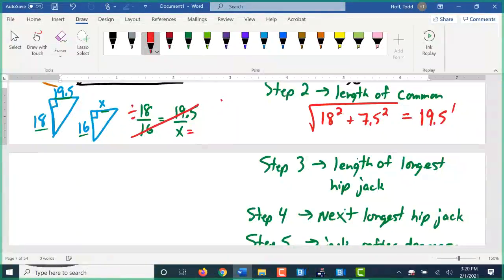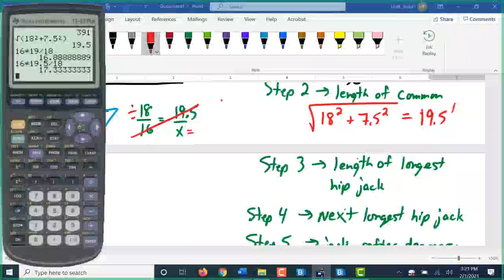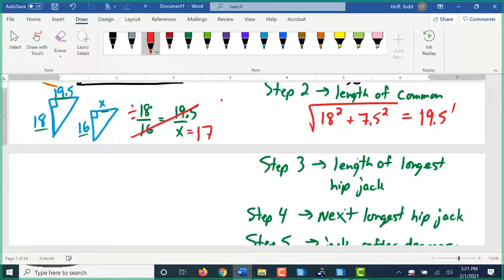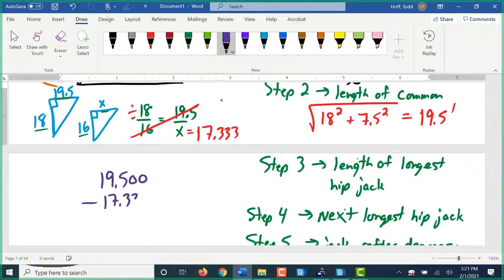But we cross multiply and divide, 16 times 19 and a half. That changes things. That'll be 17.333. So that difference, 19.50 minus 17.333, giving us 0.167 feet.